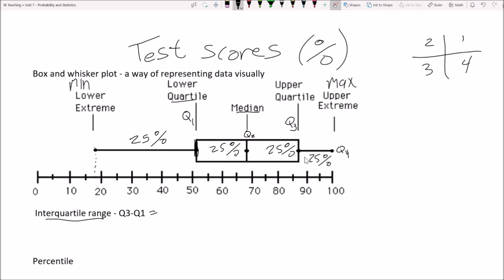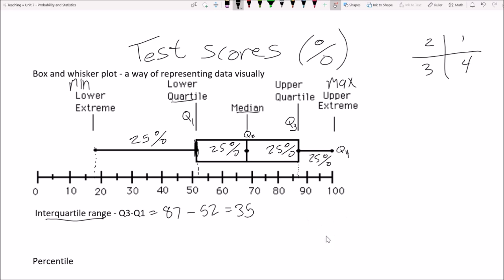Let's actually do the calculation here. The Q1 value, I'm just going to dot that down. To my eyes, that looks like maybe 87. And then I'm going to come down here, and that looks like maybe 52, so minus 52, and I get 35. And you say, well, why would we want that?